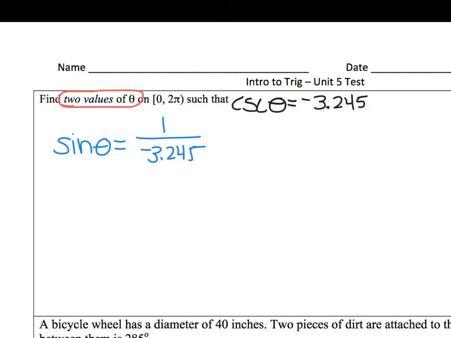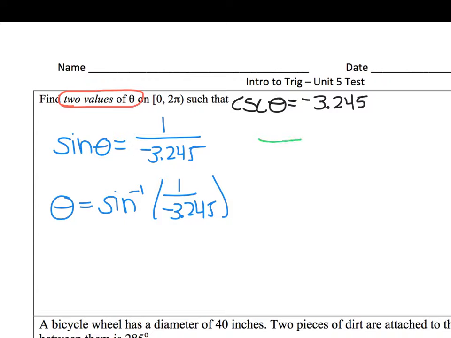do an inverse. So I'm going to go ahead and set up the inverse, that theta is going to be the sine inverse of 1 over negative 3.245. And whenever I'm doing these inverses, I need to determine what quadrant we're working in. So here we're dealing with sine being negative. So I think about all students take calculus, and sine is negative in 3 and 4. That is where sine is negative. So I have to have a quadrant 3 answer, and I have to have a quadrant 4 answer.